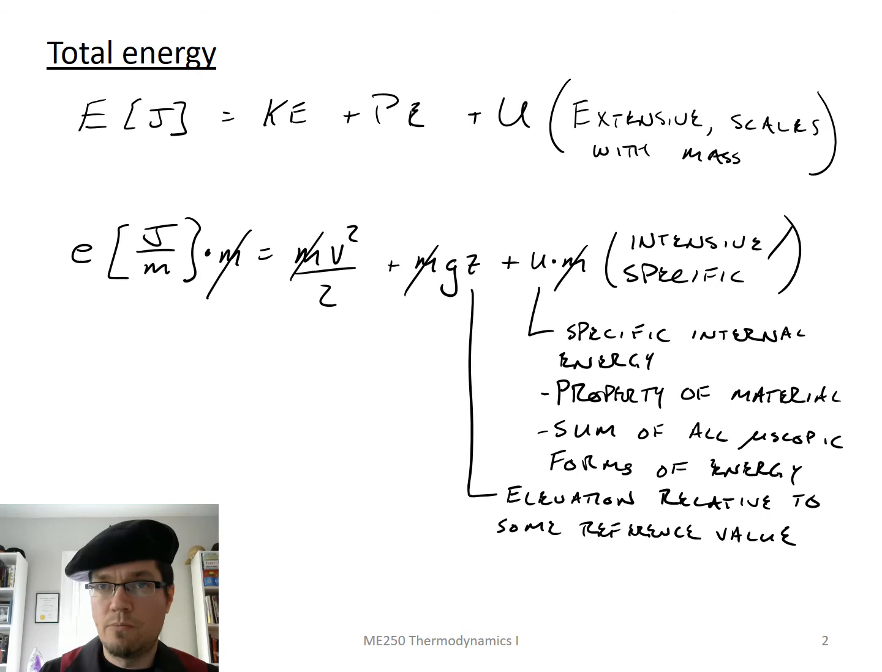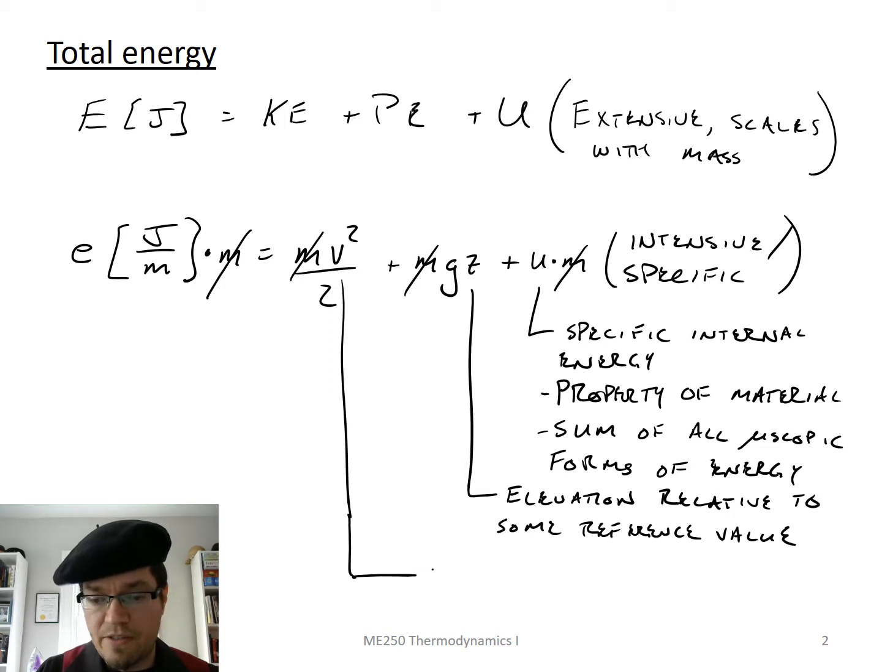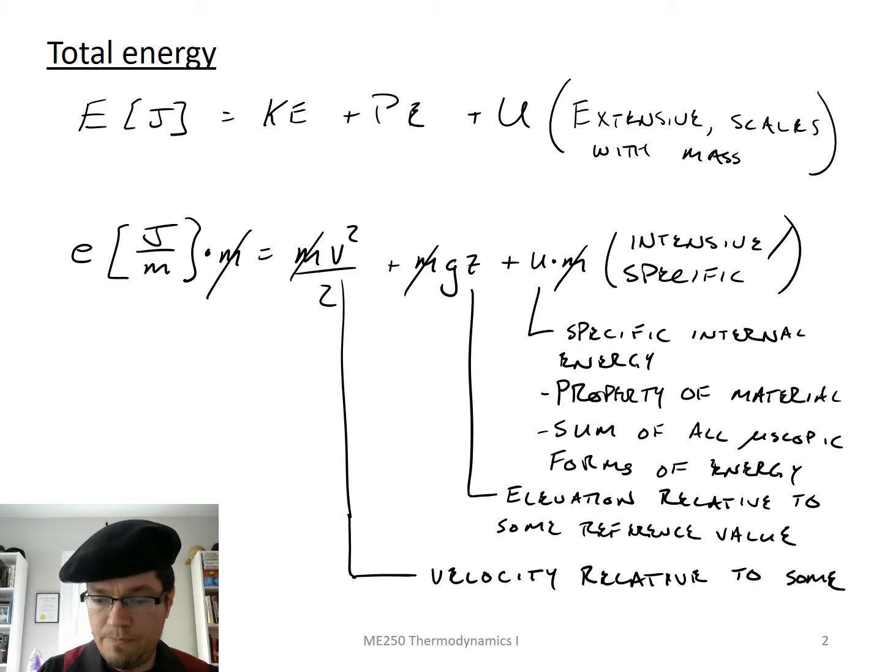And you know that too, but you maybe haven't thought about it. You always have to pick some reference value to take your mgz from. And likewise, you need to take some reference value for your velocity. So v is velocity, and it's again velocity relative to some reference value.